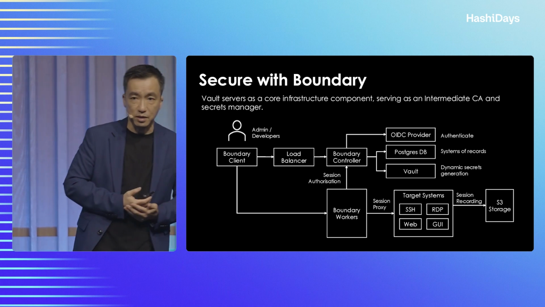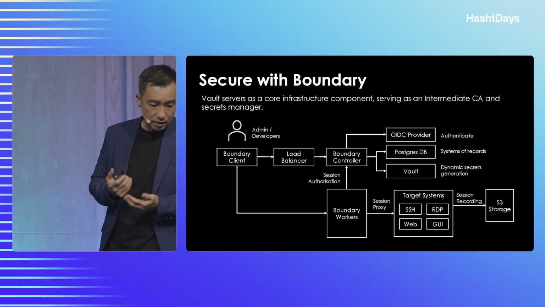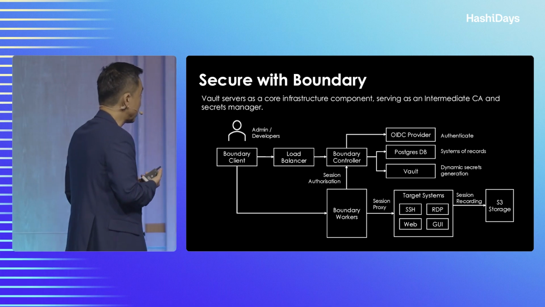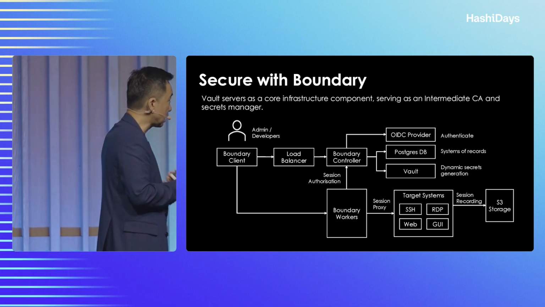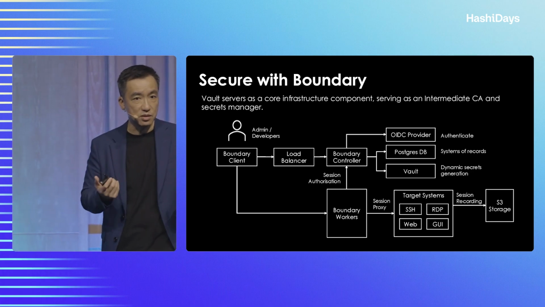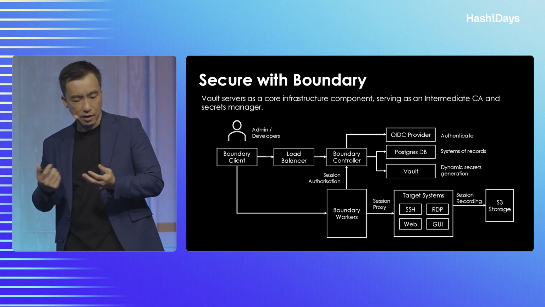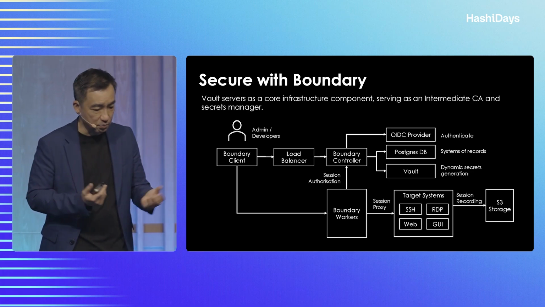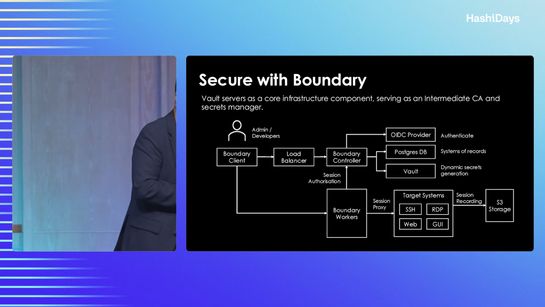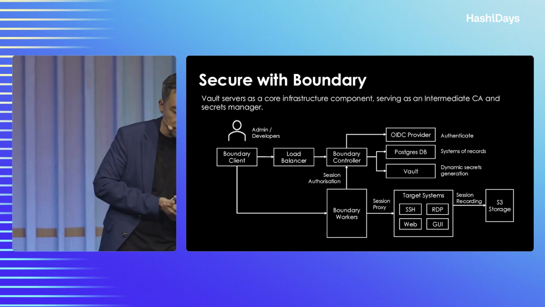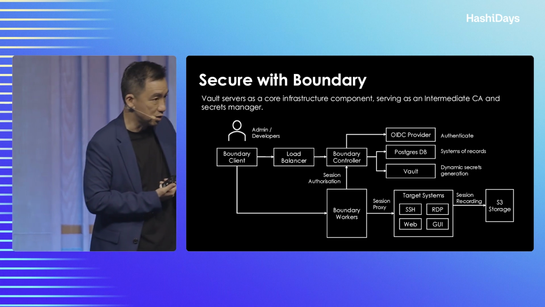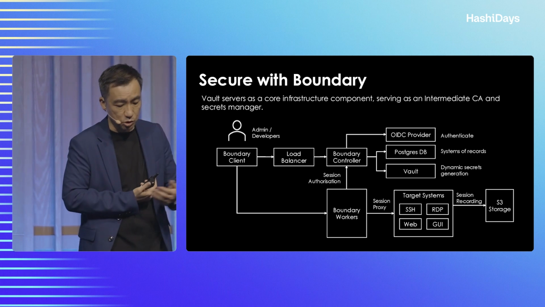Likewise, we implemented Boundary. One of the big gaps is on-prem, and the integration between Vault and Boundary is quite important for us. The use case here is where developers and admins come in through our load balancer and get authenticated through our OIDC provider. Interestingly, we actually use GitLab as our OIDC provider for the on-premise environment. Likewise, Postgres is the system of record and Vault does dynamic secret generation. Through the Boundary controller, the users gain access to the Boundary worker, and from that, they're able to access the different resources on-premise, whether through SSH, web, RDP, or GUI client.